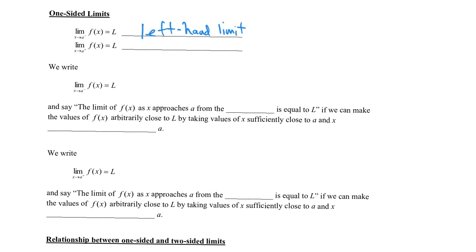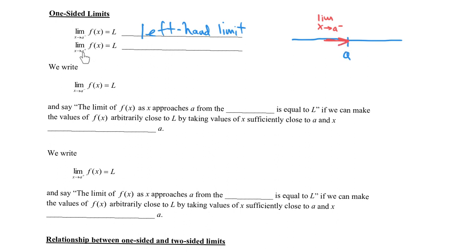Now that name makes sense because really what's happening is this. So here's our number line, here is A. And if we're approaching A from the left, so we're coming in from this direction, this is the limit as x approaches A from the left. So we're looking at the function itself as x approaches this number A from the left. And this is called the left-hand limit.